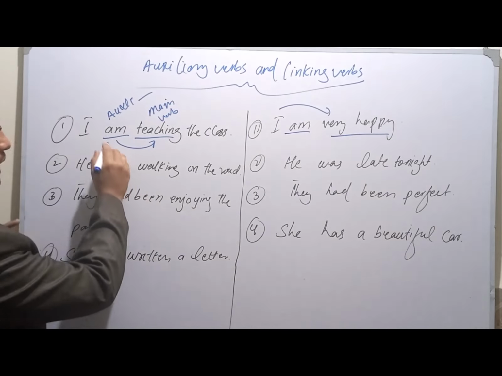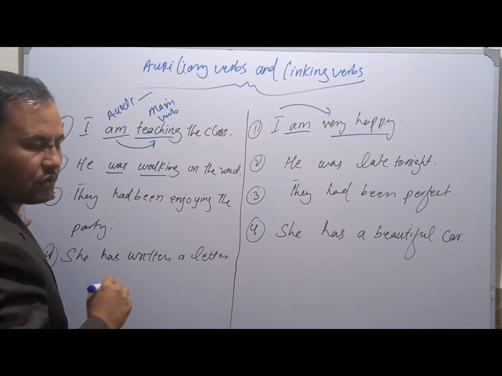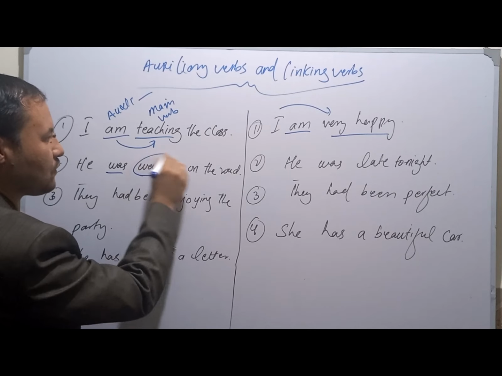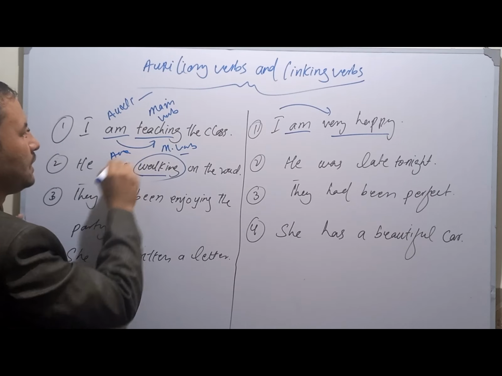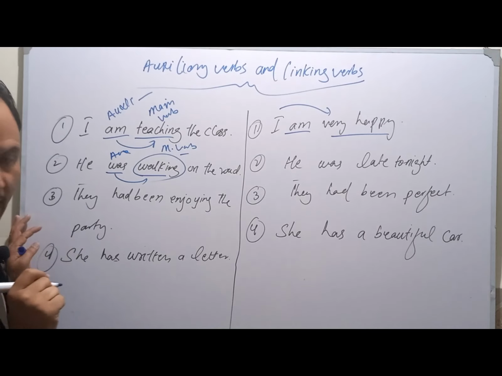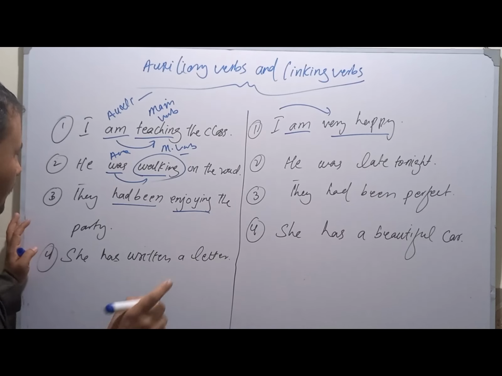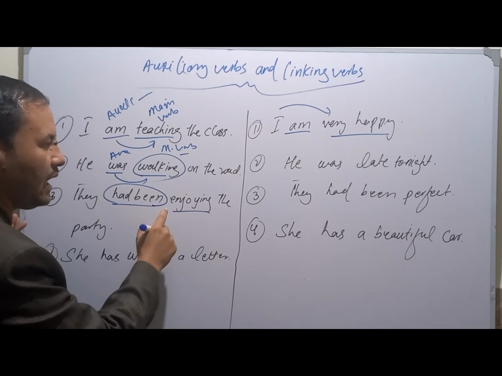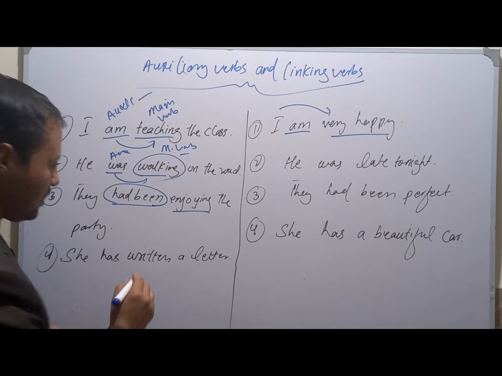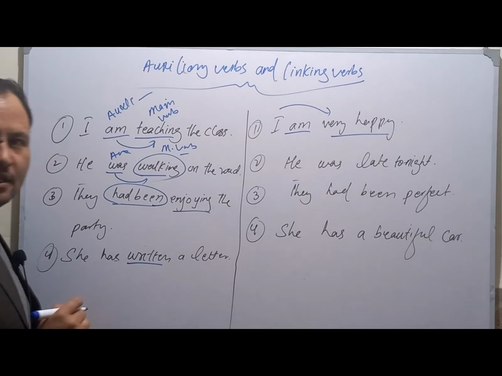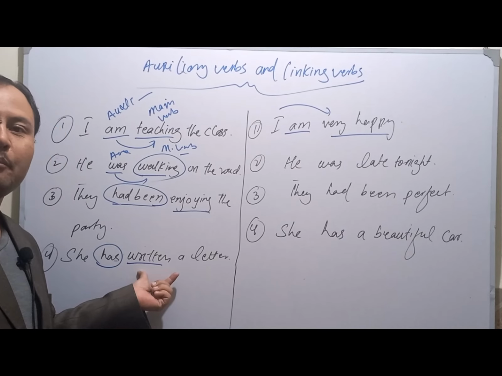Got it? Here it is helping the main verb. For example, he was walking on the road. The main verb is walking. This is the auxiliary verb, which is helping the main verb. We call it a helping verb. They had been enjoying the party. Now see, enjoying is the main verb here. Had been is the helping verb, which is helping the main verb. For example, she has written a letter. Here has is the auxiliary verb, which is helping the main verb.